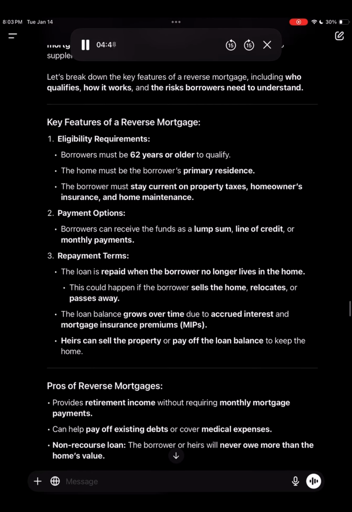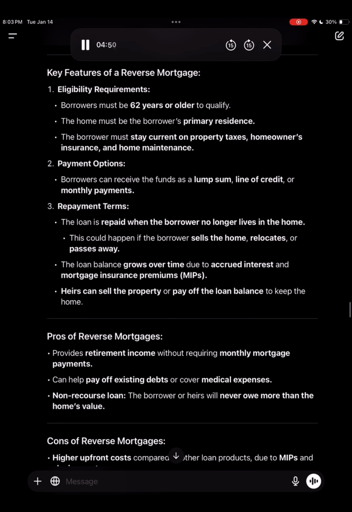Key features of a reverse mortgage. 1. Eligibility requirements. Borrowers must be 62 years or older to qualify. The home must be the borrower's primary residence. The borrower must stay current on property taxes, homeowner's insurance, and home maintenance. 2. Payment options. Borrowers can receive the funds as a lump sum, line of credit, or monthly payments.